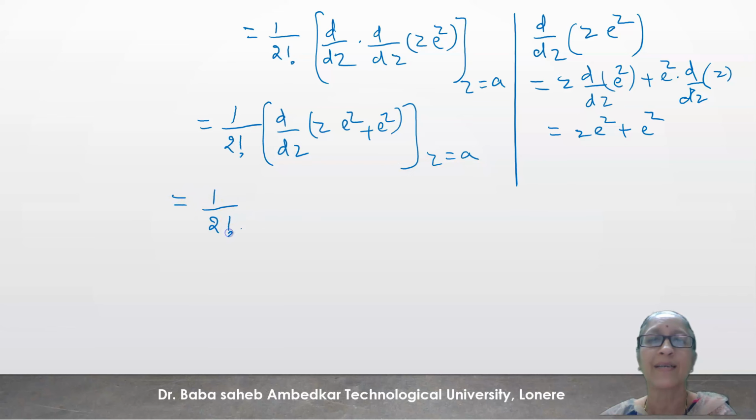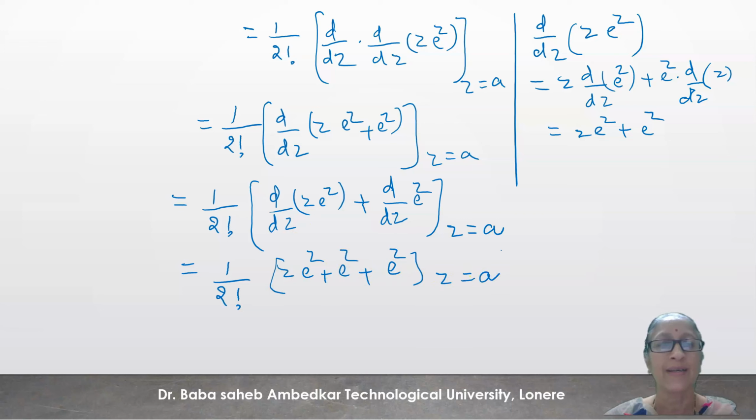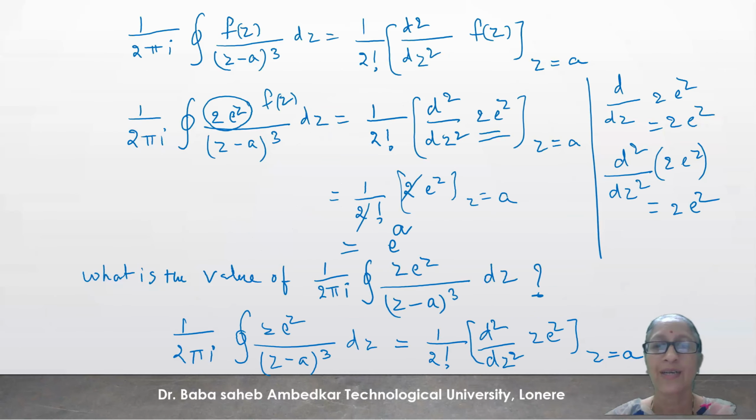Again, if you differentiate this, it is nothing but d by dz of z e power z plus d by dz of e power z at z equal to a. That is 1 by 2 factorial. Here again we get z e power z plus the derivative of e power z, which is e power z, with z equal to a. So if you write z equal to a, you get 1 by 2 factorial, a e power a plus, if you add these two, 2 e power a. If you take e power a common, 1 by 2 factorial e power a into a plus 2. This is the solution of this integral.